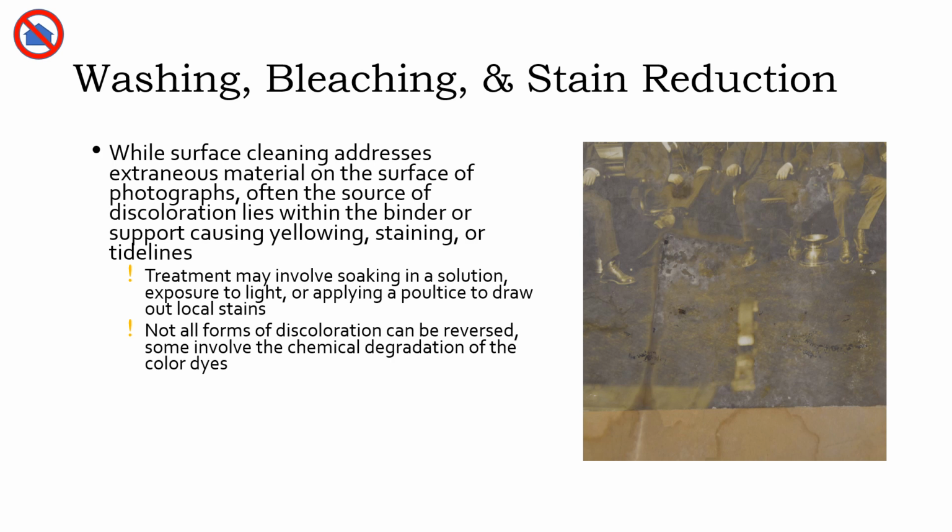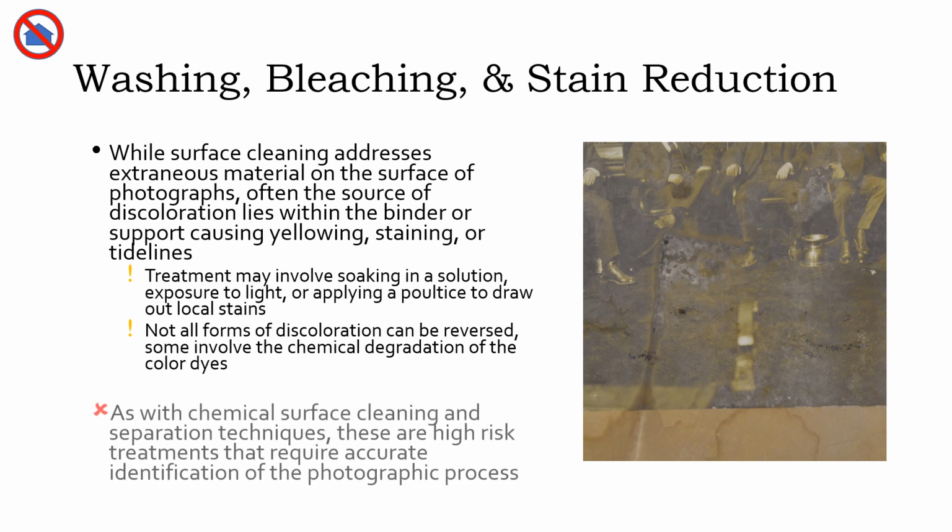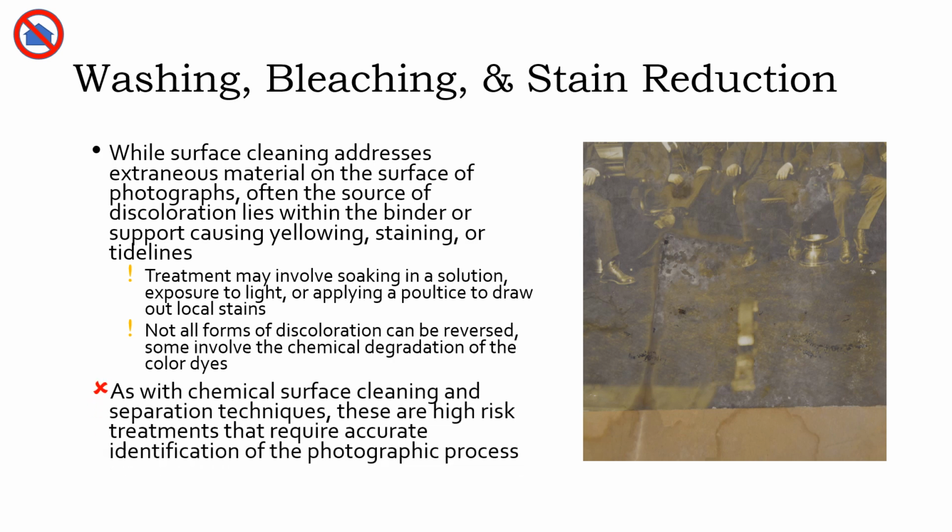For instance, a method used only to address overall yellowing is light bleaching, in which the photograph is exposed to certain wavelengths of light while immersed in a solution. As with other methods involving chemicals, these are high-risk treatments that require accurate identification of the photographic process.